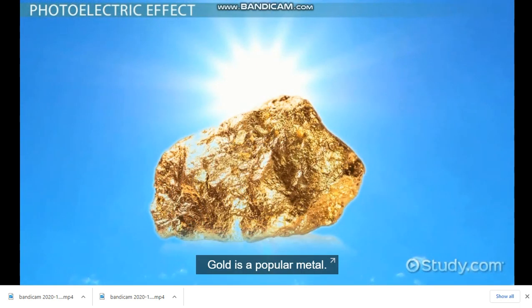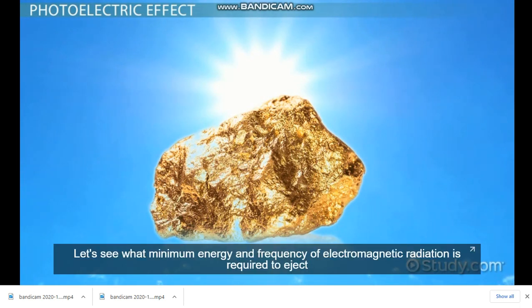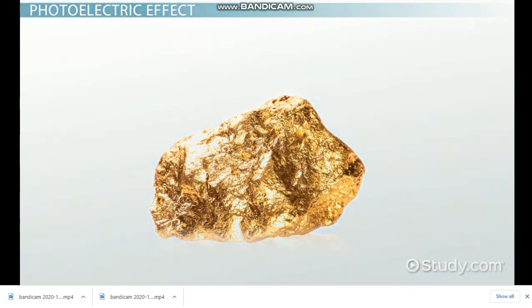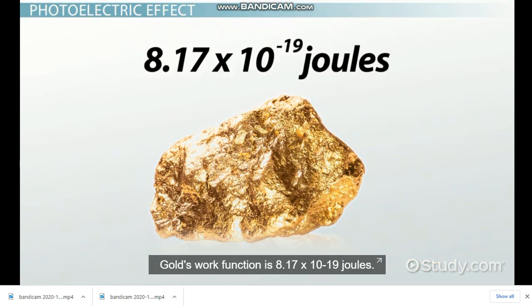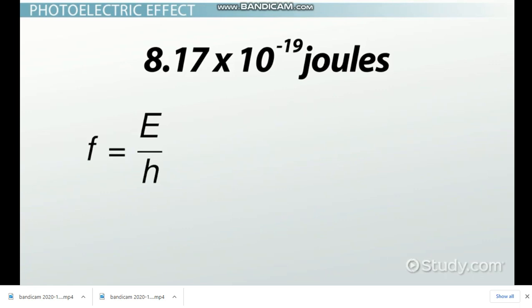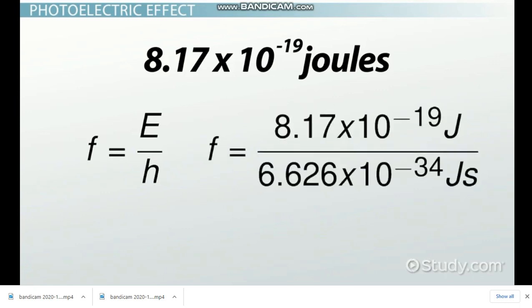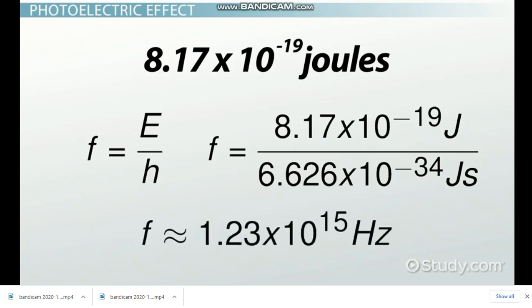Gold is a popular metal. Let's see what minimum energy and frequency of electromagnetic radiation is required to eject electrons from gold. Gold's work function is 8.17 times 10 to the negative 19 joules. We now apply the energy equation. F equals E over H. F equals 8.17 times 10 to the negative 19 J over 6.626 times 10 to the negative 34 JS. F approximately equals 1.23 times 10 to the 15 Hertz.